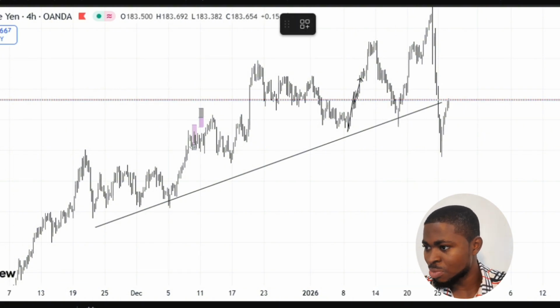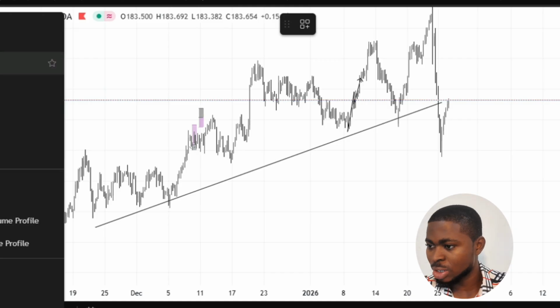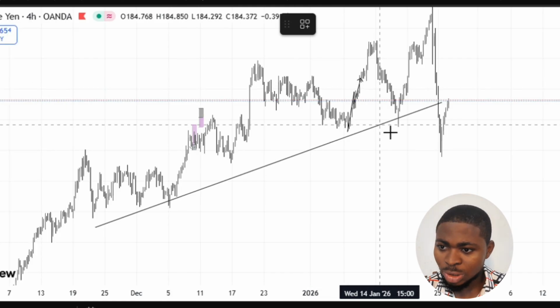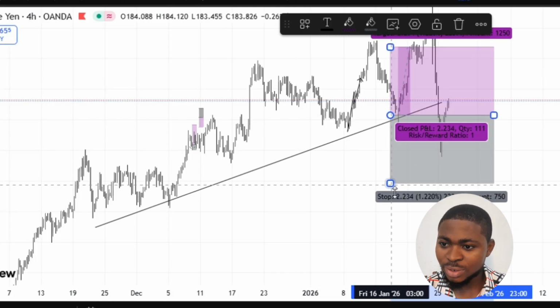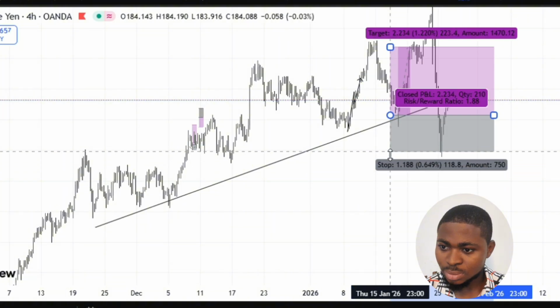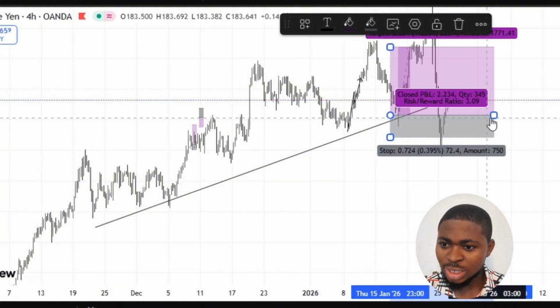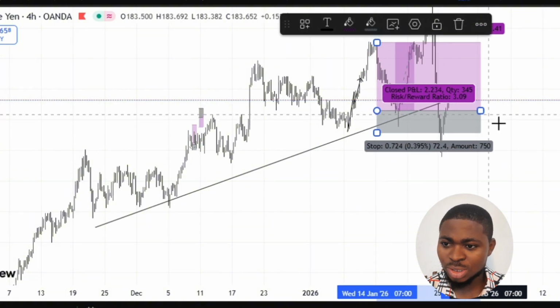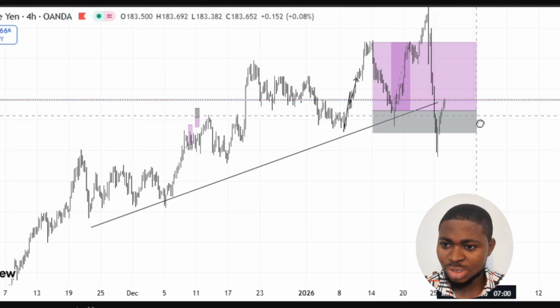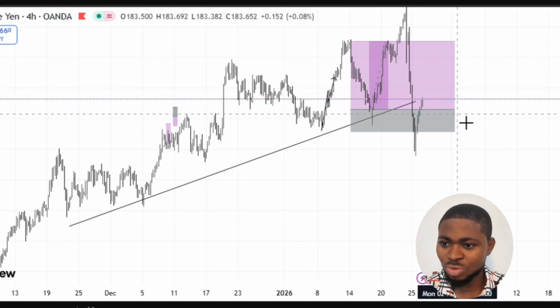Let me put this out so it becomes even clearer. Click on your long position right here, right, and voila, price goes in your direction. It's not difficult. It's not rocket science. It's just simple practice.